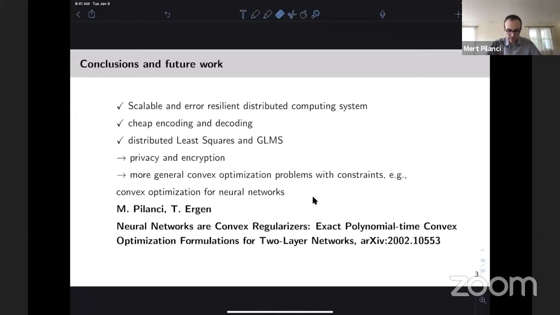And we are actually trying to extend it to neural network problems. And we develop convex optimization approaches for these neural networks. And this is something we are currently working on. And here's a related paper on this: Exact convex optimization formulations for neural networks.